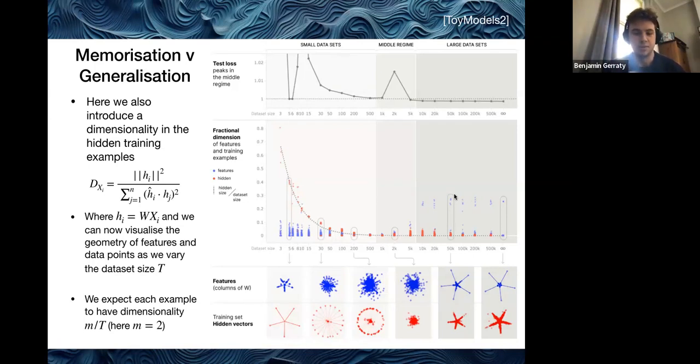So these are just pretty interesting results, maybe associating what quantity to look at for the memorization versus generalization thing.